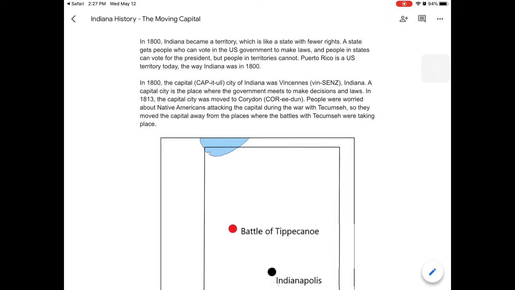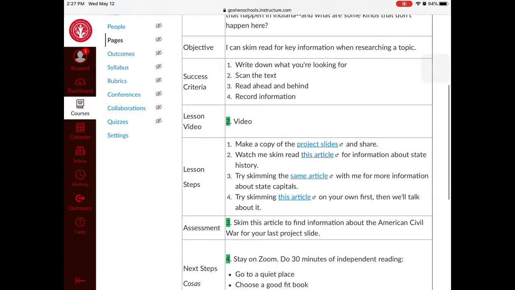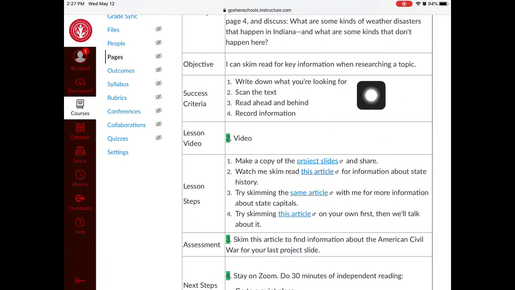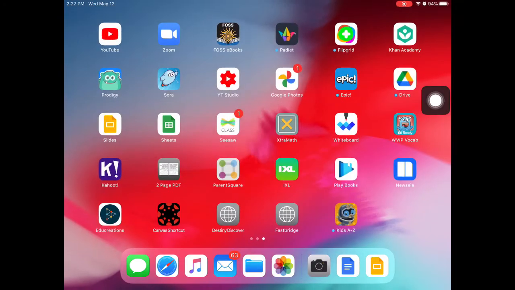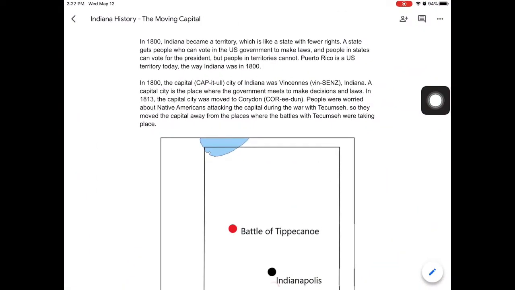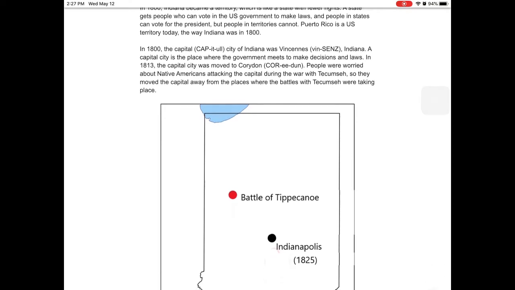So I'm going to skim read with my eyes until I find a word that's like first, second, third, fourth, an order word. The steps that Mr. Davison said to follow is to write down what we're looking for and then scan the text for what we're looking for. So I'm going to scan the text with my eyes until I find an order word. First, second, third, fourth, fifth.